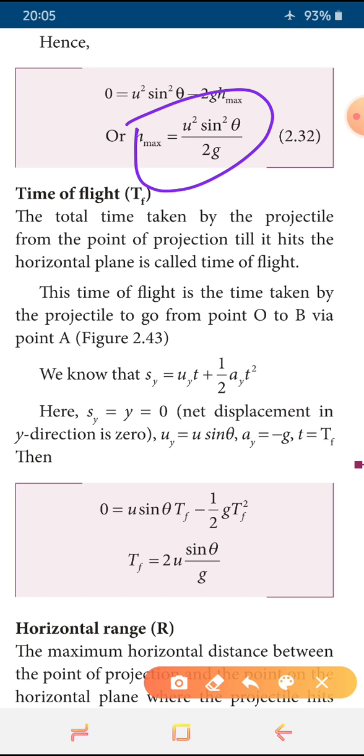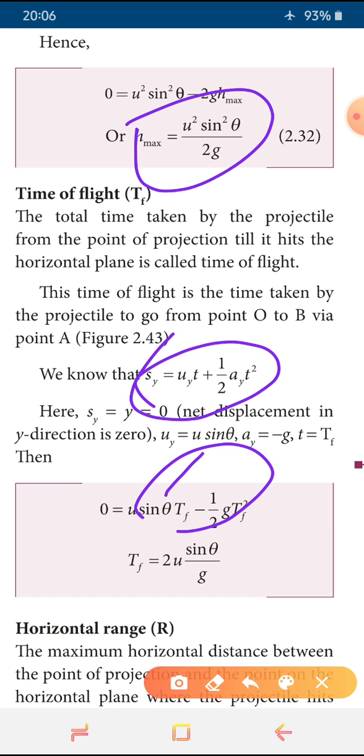Then sy will become what? Y. Then it is 0. Then uy is taken as u sin theta. This also we know. ay is given here as minus g. It is against the gravitation. And t will be taken as tf. So all these things we are substituting in this equation. Then we are getting 0 is equal to u sin theta tf minus half g tf square. Then tf is equal to 2u sin theta divided by g. Okay, so this equation we got here. So the equation tf is equal to 2u sin theta divided by g. How this came is an easy step; look at it, and if you don't understand, we'll discuss.